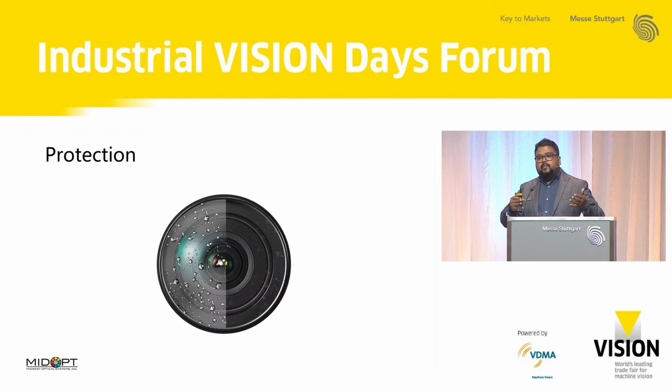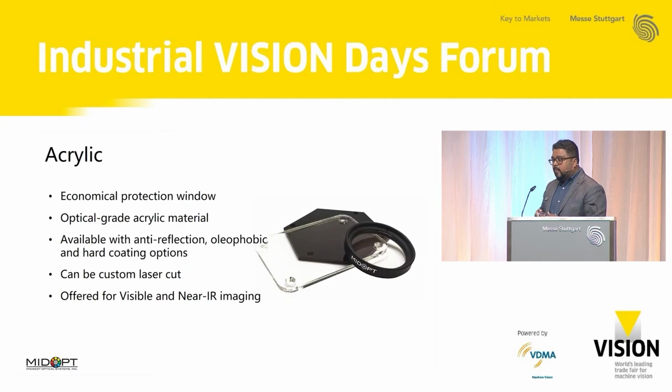Now, obviously, there's different types of materials that you can use, but one of the more popular ones in the recent months and years has become acrylic. Now, when you're selecting acrylic, you want to make sure that it's an optical grade acrylic material because you are imaging through this window. They're available with lots of different coatings that can make the protection window even more robust than just a simple protection window.